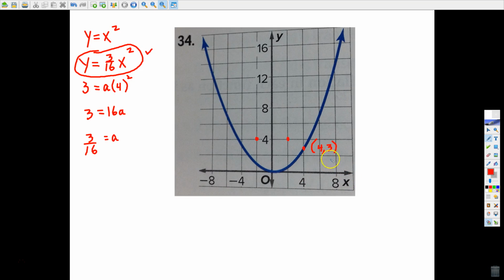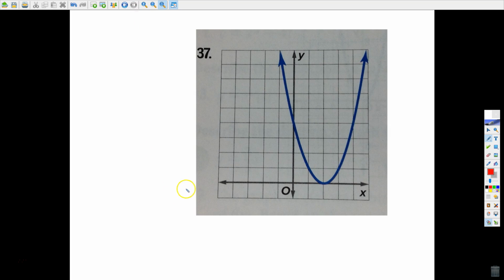So if you can find a point, if the vertex is at the origin, it makes it kind of easy. Just find a point on your graph, substitute those numbers in for x and y, and you can solve for this missing coefficient. Okay, so let's take a look at number 37.